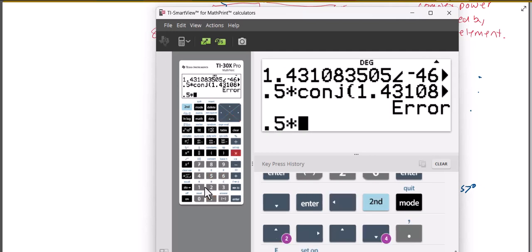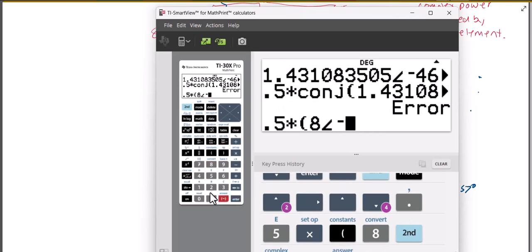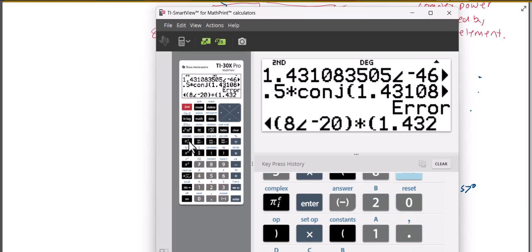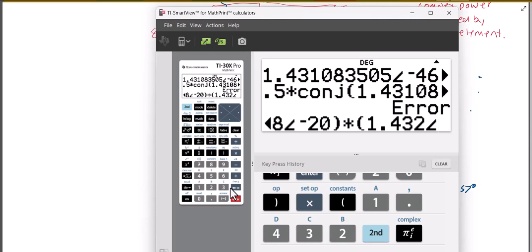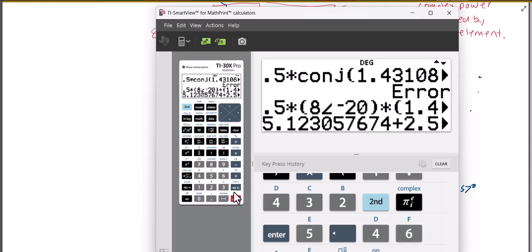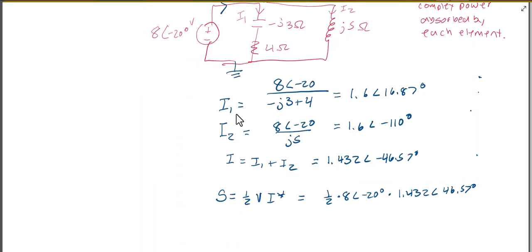Let's see what I did wrong. So 0.5 times 8 angle -20 times 1.432 angle 46.57 gives 5.12 plus J 2.56 VA, that's for our complex power.